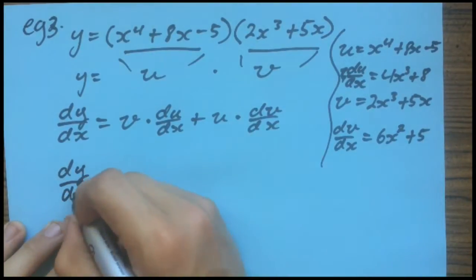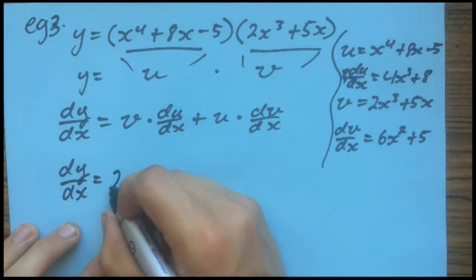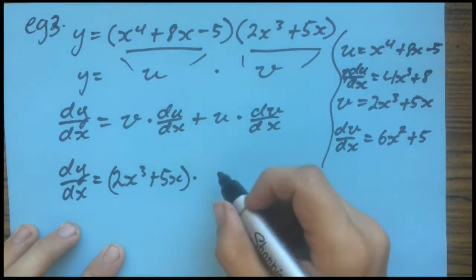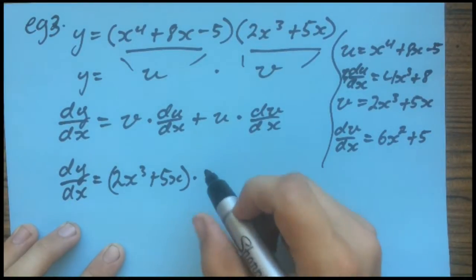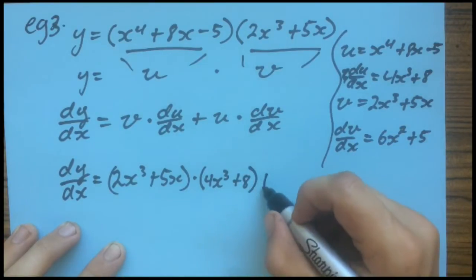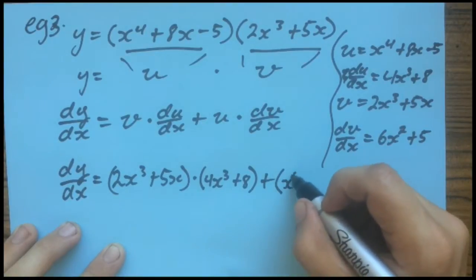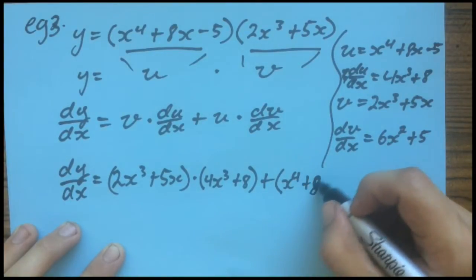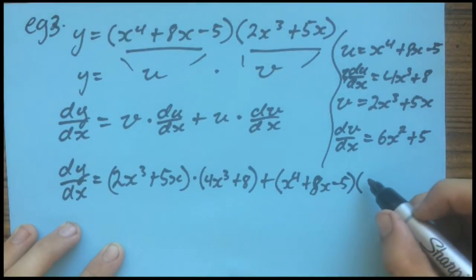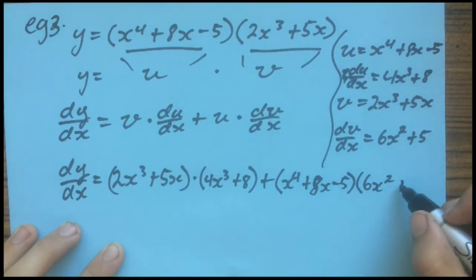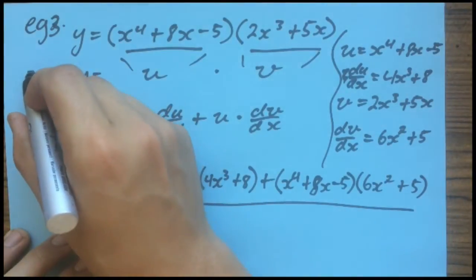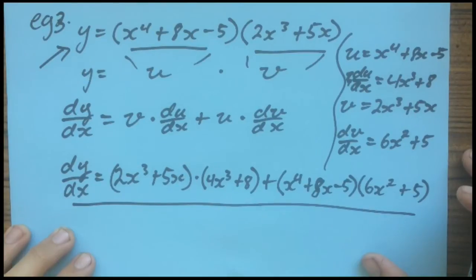So to sub that in, 2x to the power of 3 plus 5x multiplied by 4x to the power of 3 plus 8, plus x to the power of 4 plus 8x take 5 multiplied by 6x to the power of 2 plus 5. And that there is your first derivative of this function up here.